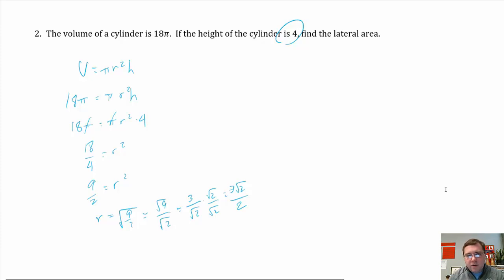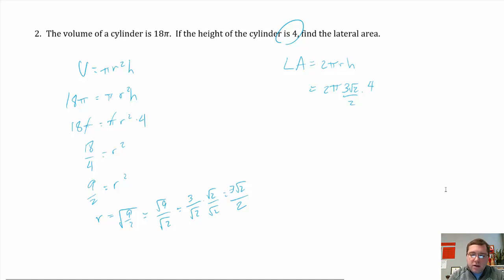That's the radius. What were we asked for? We were asked for the lateral area. What was the formula for the lateral area? 2 pi r h. We now know r, and we were given h. R was 3 radical 2 over 2, and h was 4.